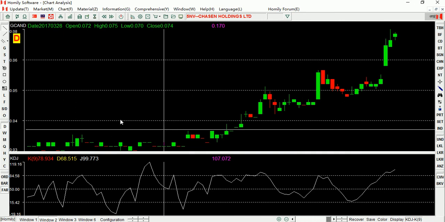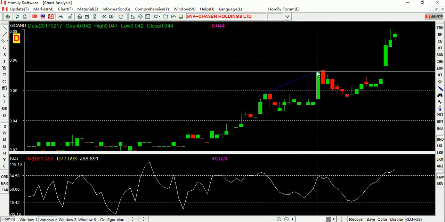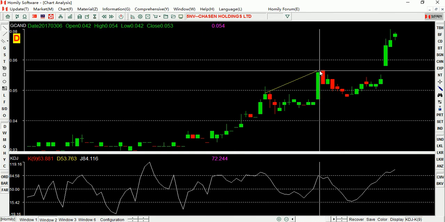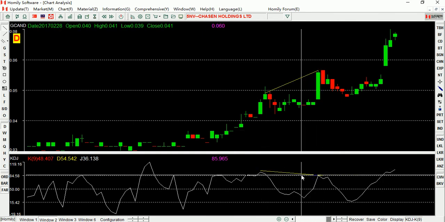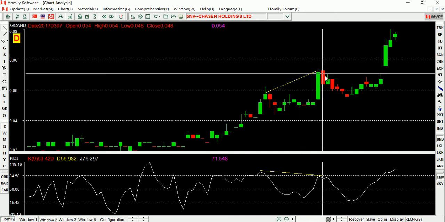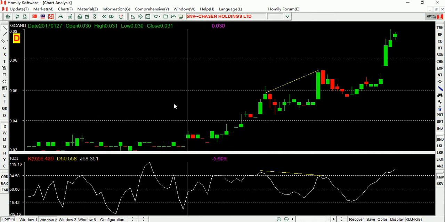Then we can see here, the high point is higher, but we can see the indicator, the KDJ, the J line is not higher. What's that meaning? This is the top warning for short term. Then we can see the price drop. Okay, we can see this one.